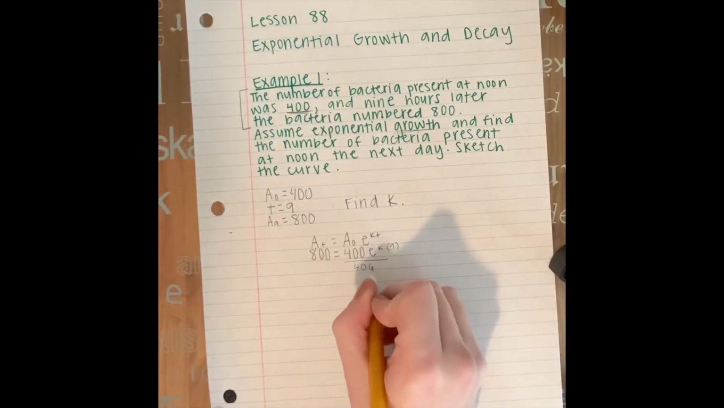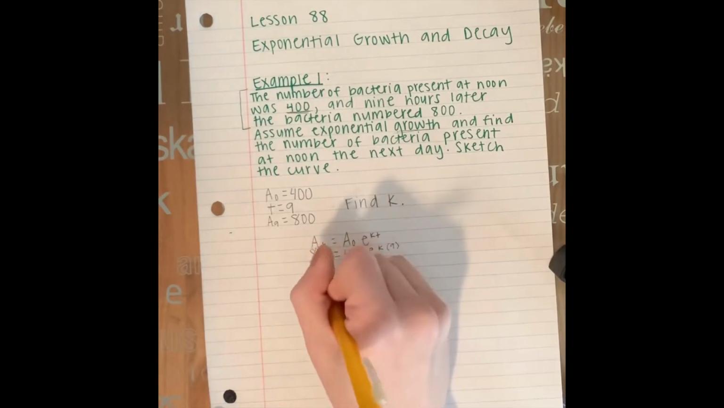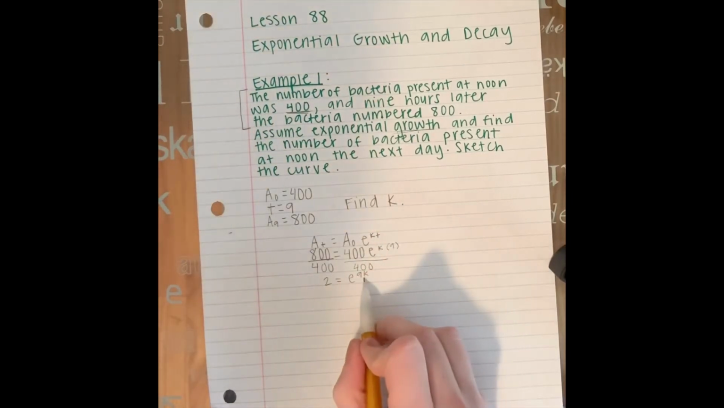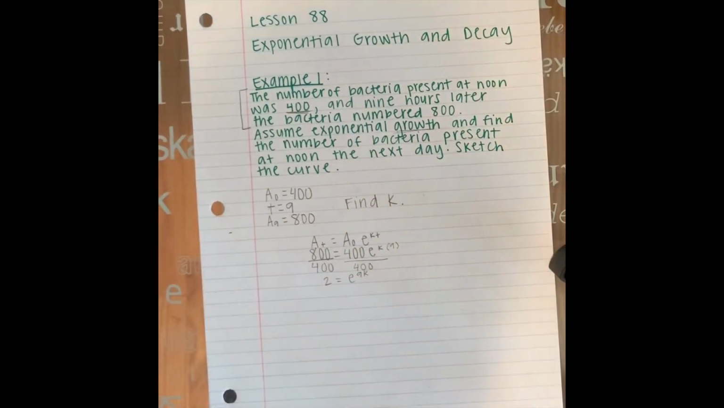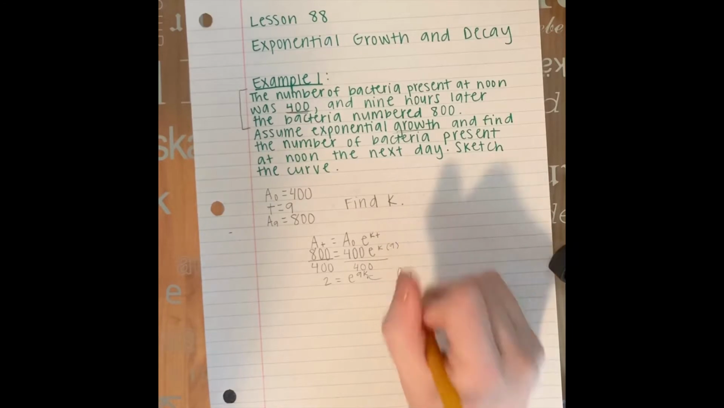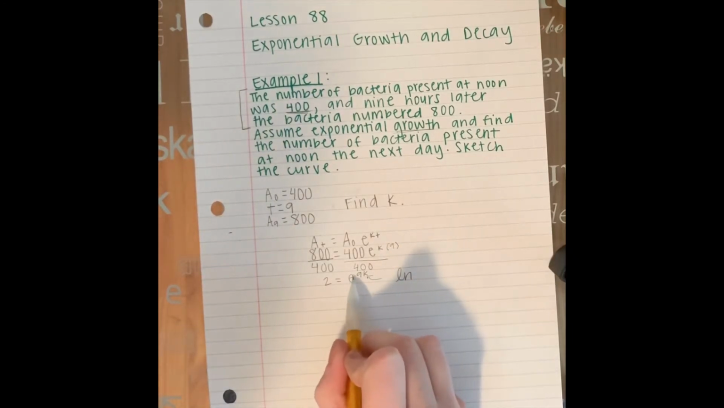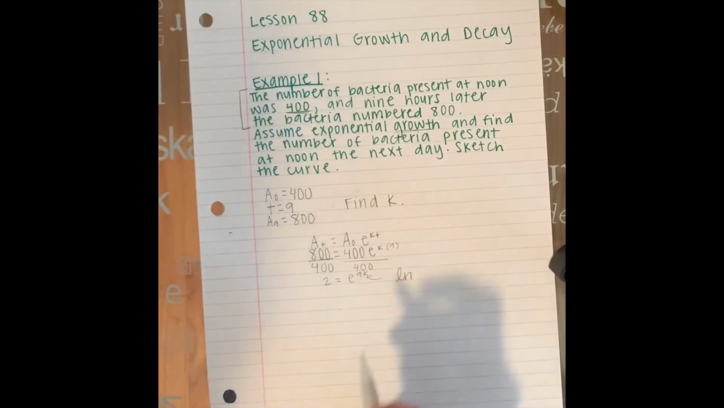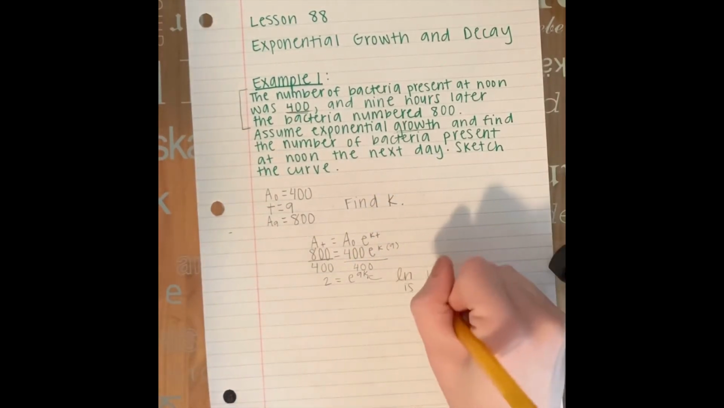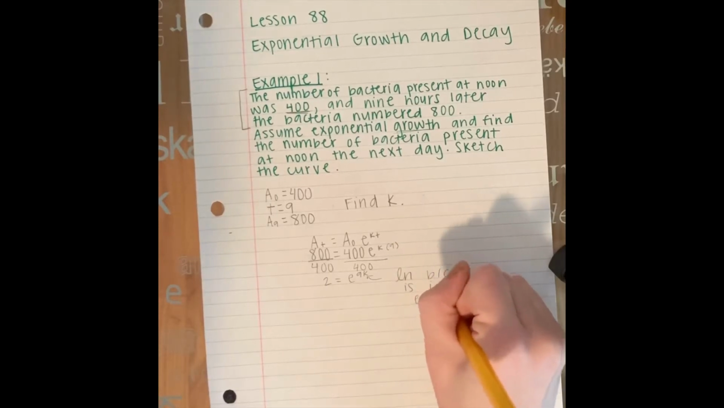Divide both sides by 400. So you'll get 2 equals e to the 9k. Now, k is in my exponent. Most of these problems, you are going to have to do the natural log, ln, in order to get rid of e so that you can get to the exponent.